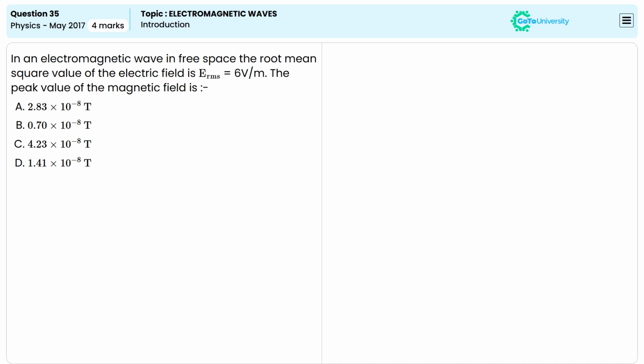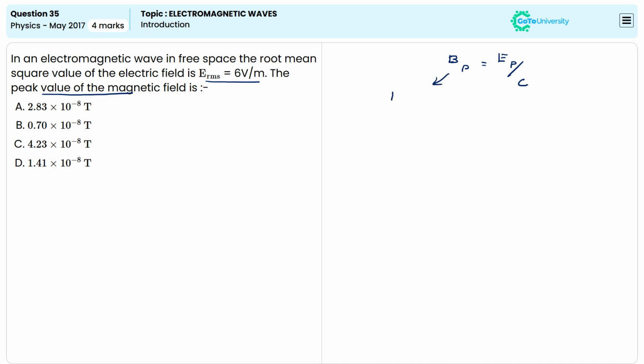What is the value of peak magnetic field? Whereas the root mean square value of electric field is given in the question. The relation between electric and magnetic field in terms of EM waves can be written as B peak value will be equal to E peak divided by C.